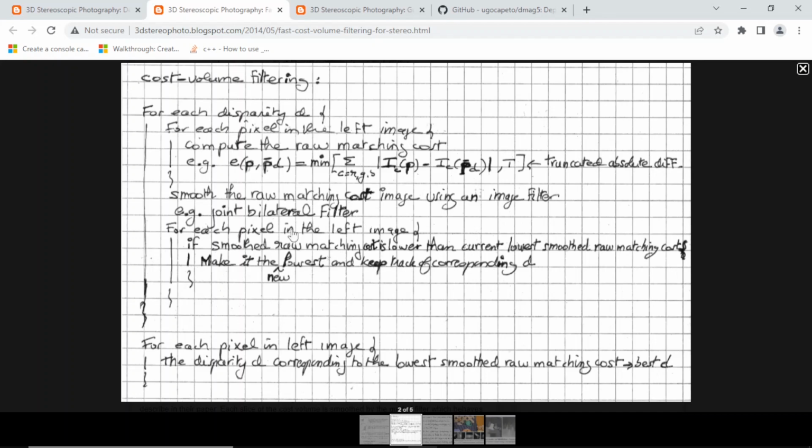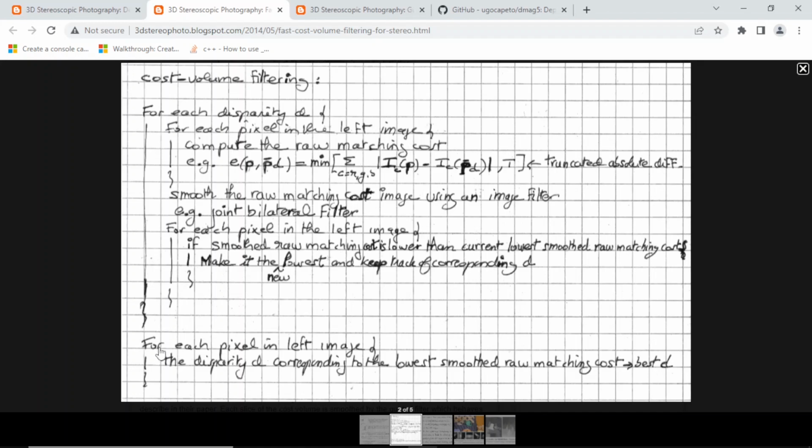Okay, and here, we can ignore this thing. So for each disparity D, you compute the raw matching cost, and then you smooth that raw matching cost, and then at the end, for each pixel, you take the disparity that has the lowest cost. So that's how you get the disparity for each pixel. Yeah, that's what it says here.